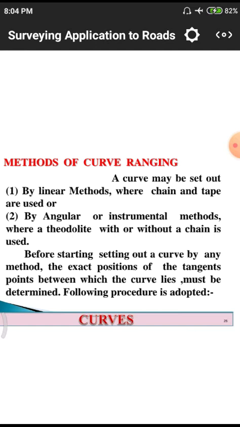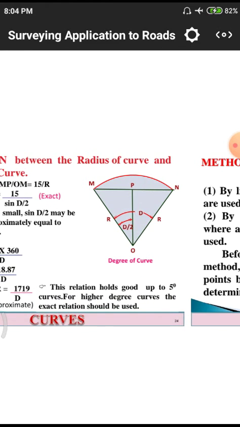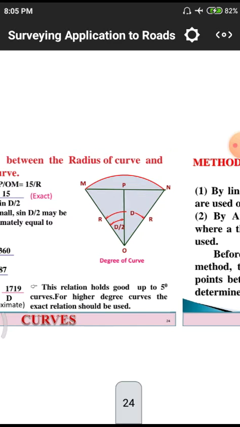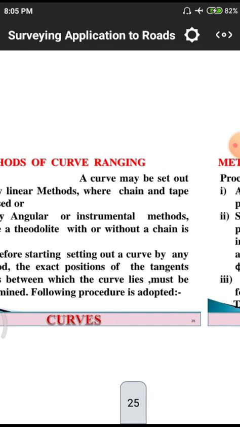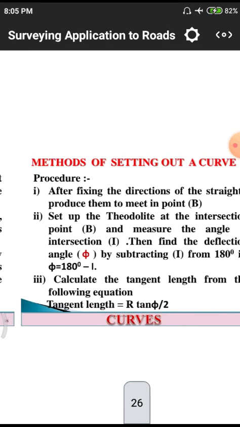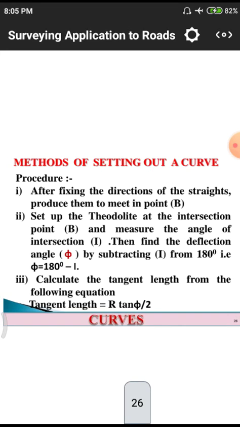The following procedure is adopted. It is a normal simple curve, having a particular origin point and radius points. Here M and N are two points that simply give the radius of the curve, so we need to set out those points and calculate their lengths. First, what is the procedure for setting out? After fixing the directions of the straight lines, produce them to meet at point B, set up the theodolite at the intersection point B and measure the angle of intersection.